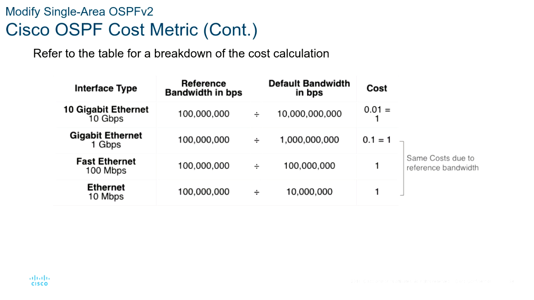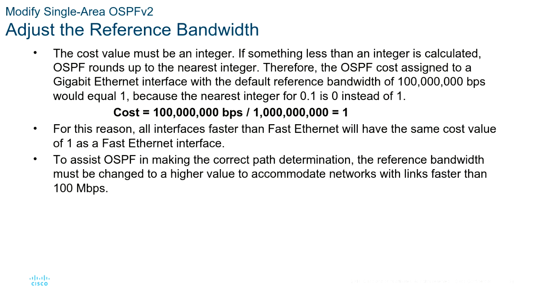Standard 10 megabit, the cost would go down because it would divide it. But as it gets to lower cost, due to reference bandwidth being the higher value, this wouldn't have worked 20 years ago because when we're Ethernet and fast Ethernet, we wanted to differentiate between them. But these days, we're using gigabit, 10 gigabit Ethernet between our different devices. So it's got to be a value, you know, power of 10 is a good thing to use. We can change this if we want to.